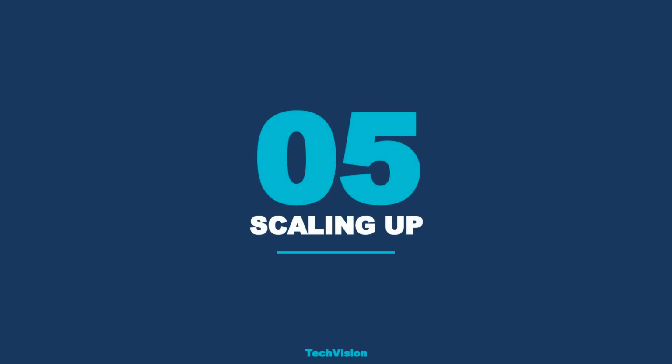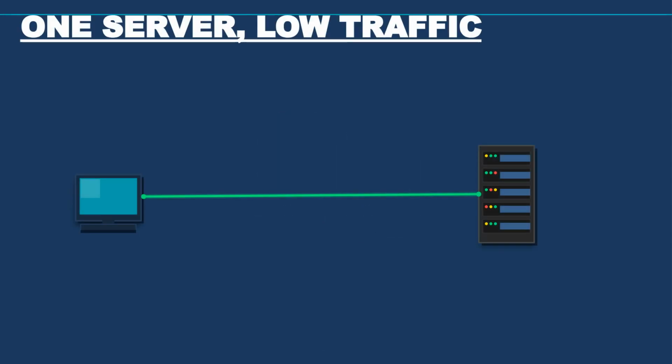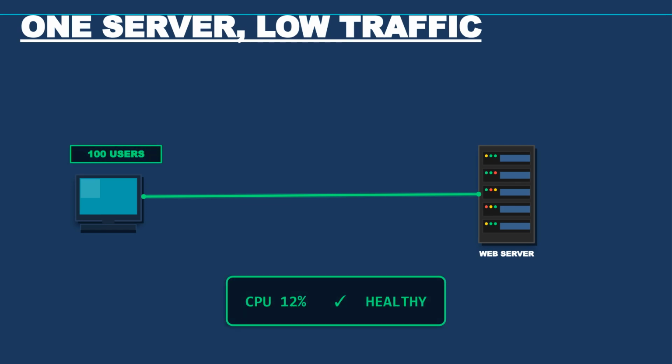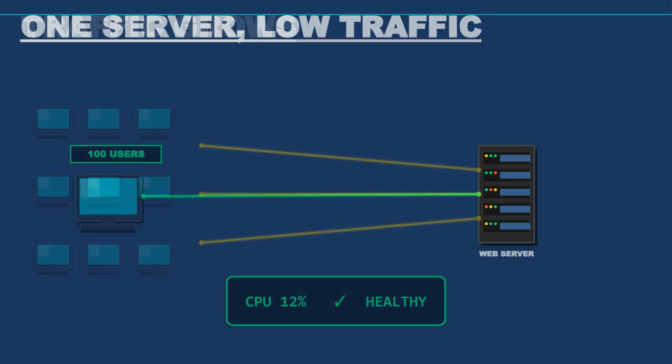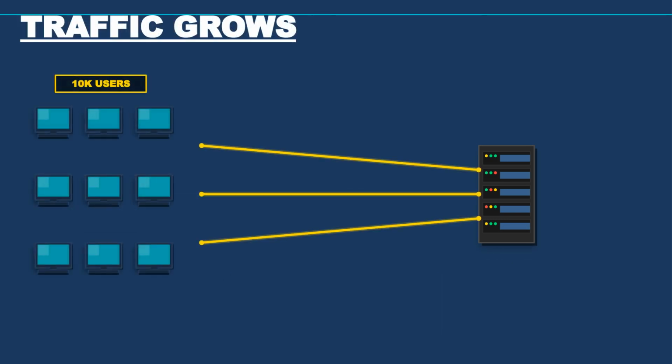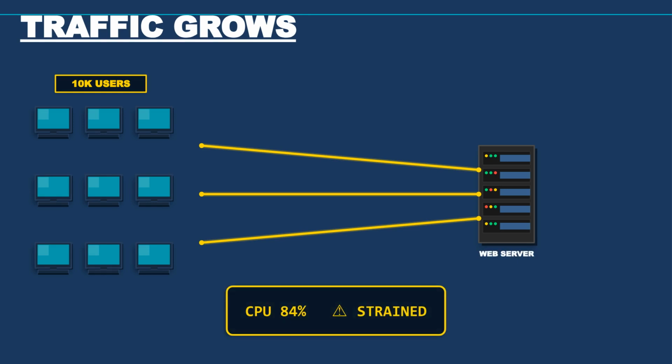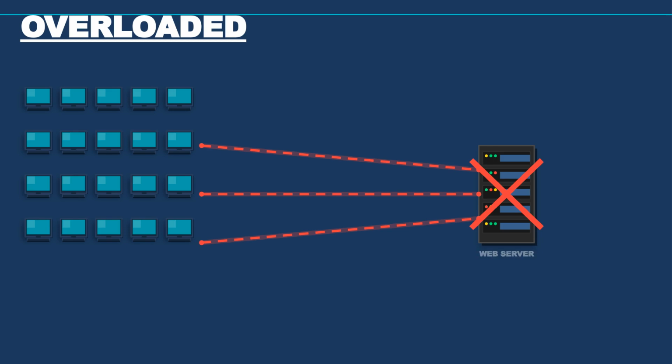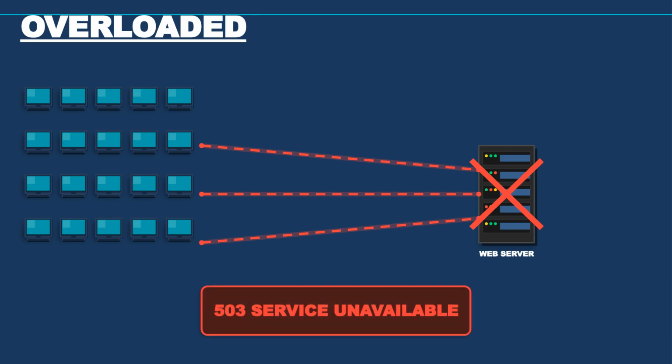This next section, number 5, is about scaling up. We'll explore how modern infrastructure handles increasing demand and traffic. In a low-traffic setup, a single web server handles all requests. If usage is low, like only 100 users, the server remains healthy with low CPU usage. As traffic grows, perhaps to 10,000 users, the single server becomes strained. The CPU usage spikes and performance degrades. If the single server becomes overloaded, it fails to respond to requests, and users encounter a "503 service unavailable" error.